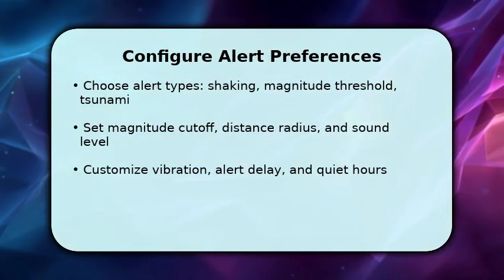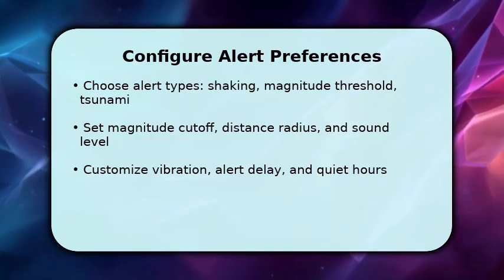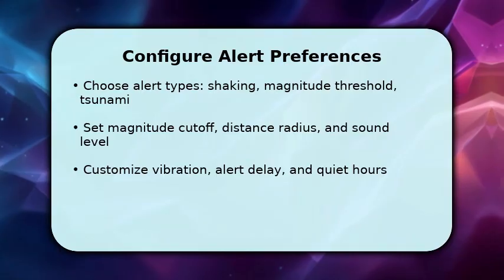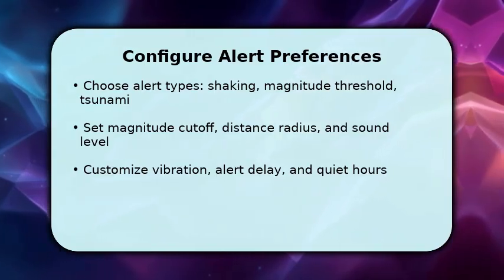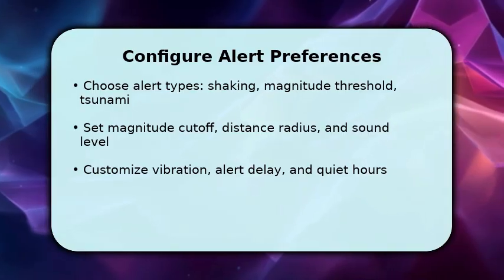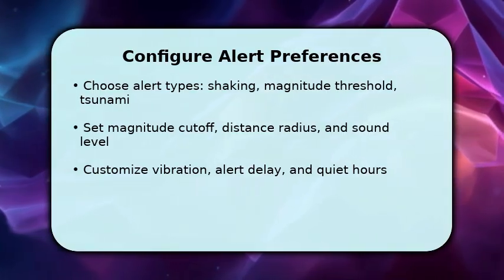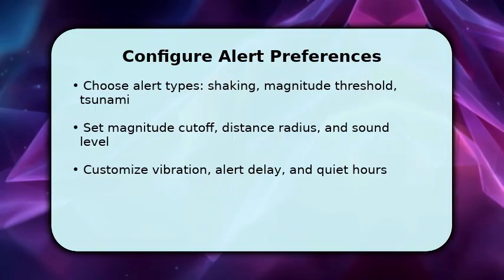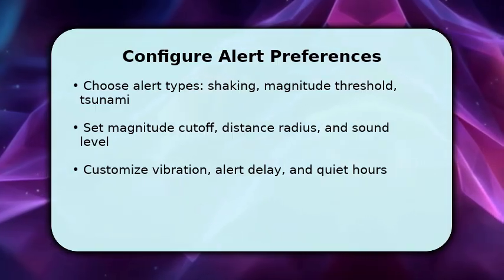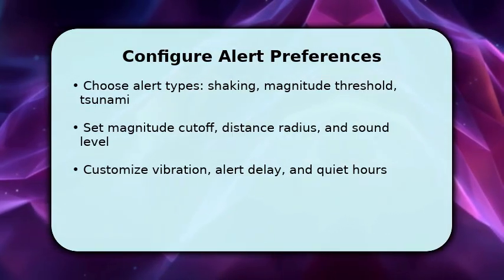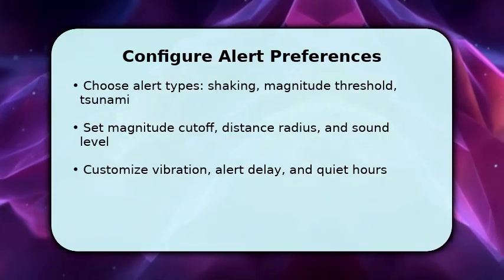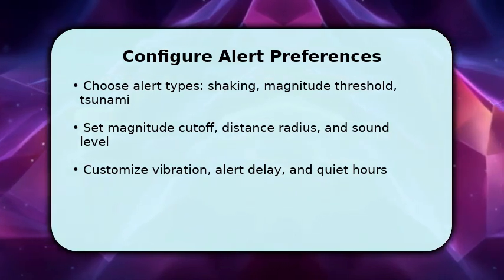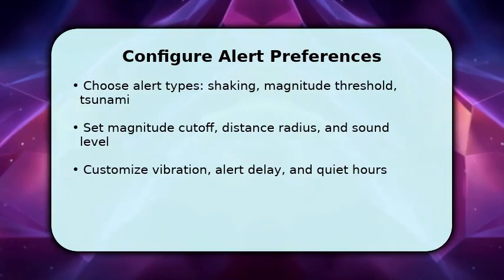Now you fine-tune what you receive and why. Pick which alert types matter to you: immediate shaking notifications, magnitude-based warnings, or tsunami advisories, so you avoid unnecessary noise. Adjust the magnitude cutoff and distance radius to filter events. A 4.0+ threshold within 50 km catches relevant quakes. Once configured, choose sound, vibration, and quiet hours to match your routine. This keeps important alerts audible while silencing non-critical times. Make sure to test a sample alert to confirm settings.